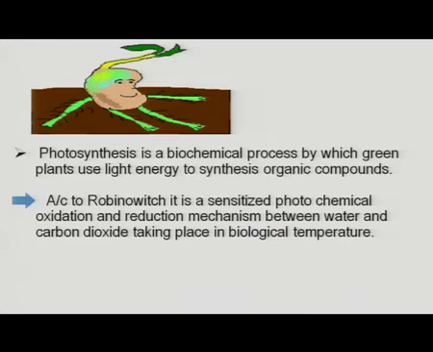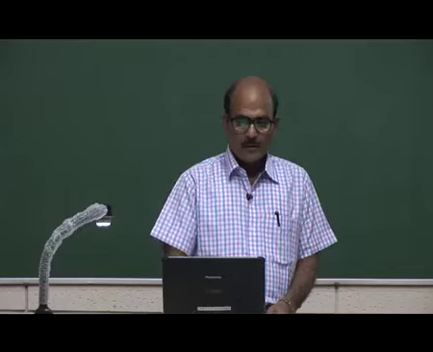The great scientist Rabinowitch defined photosynthesis as a photochemical oxidation and reduction. That means here oxidation and reduction both take place, that is the redox reaction mechanism between water and carbon dioxide taking place at biological temperature.